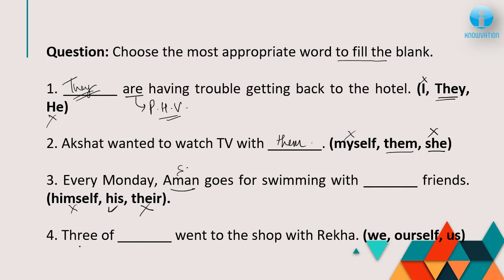Next, three of Dash went to the shop with Rekha. Okay, so three, this means it is a plural group. So can I use we? Three of we went to, no, this is not an object pronoun, so I cannot use it here. Three of ourselves, can I use reflexive here? Am I pointing to them? No, this is incorrect. So three of us, this is the most correct option here.